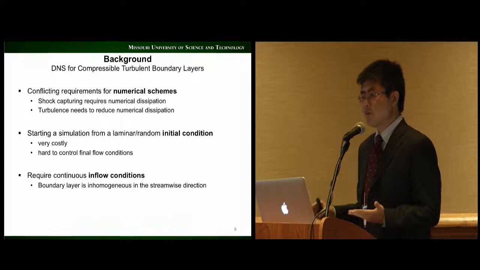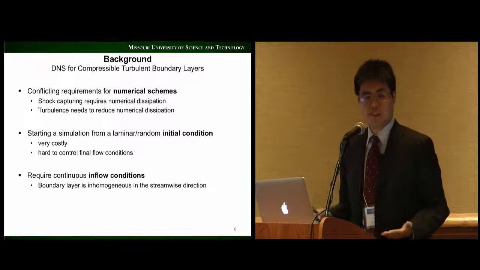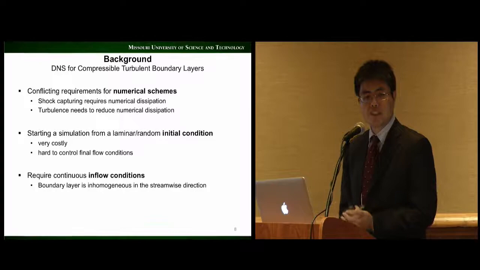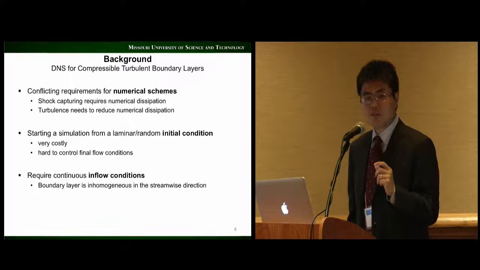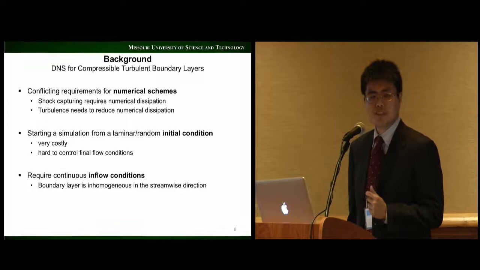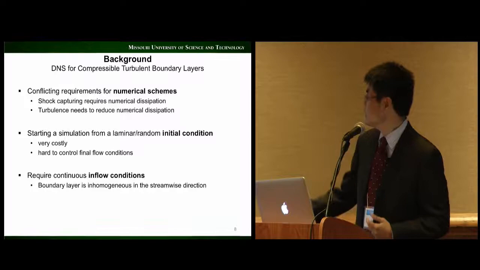Incompressible flow usually uses a spectral method. But for supersonic flow, you cannot do that because of the shock waves, which will crash your code. So we do have to deal with shock waves. That's one of the strategies. In the meantime, we have to capture the small scales. So instead of a spectral method, we typically use a finite difference method. That's one big difference.